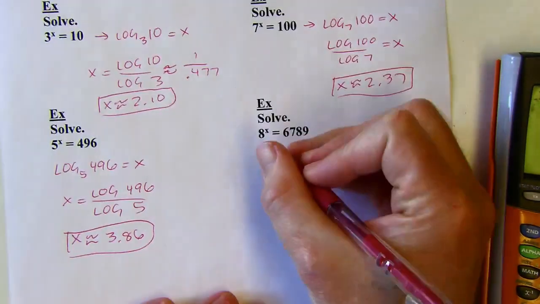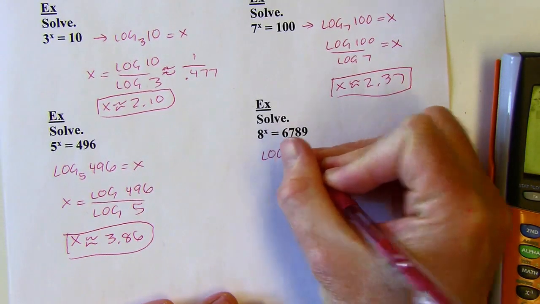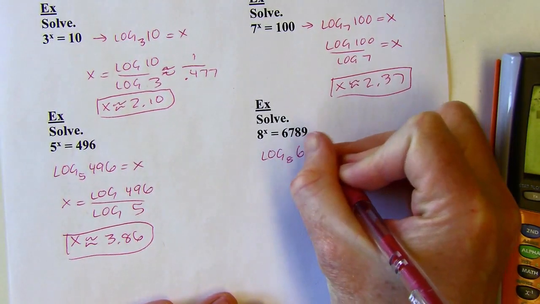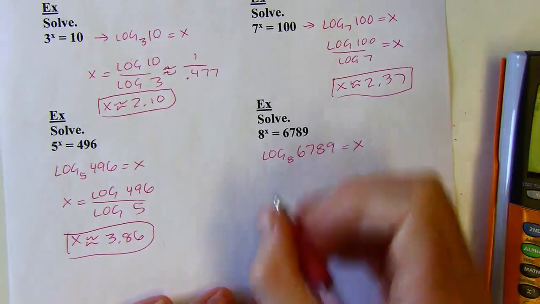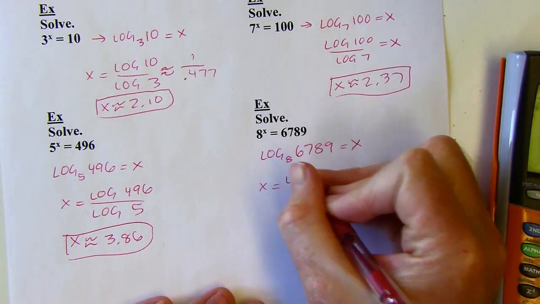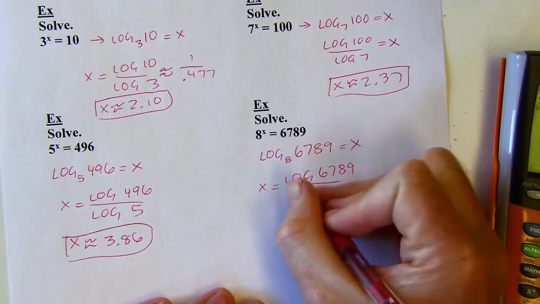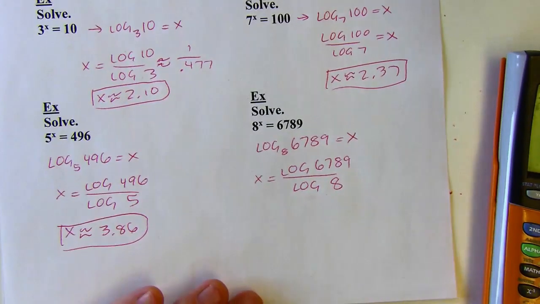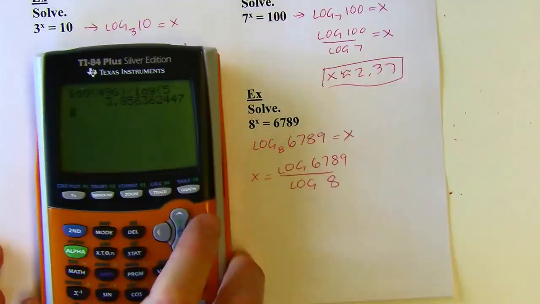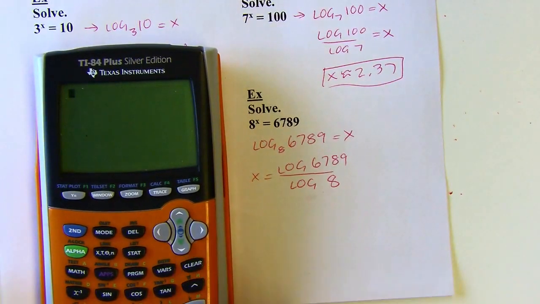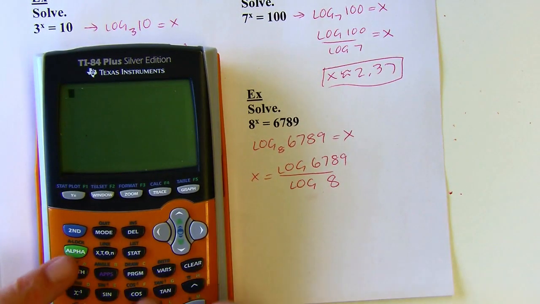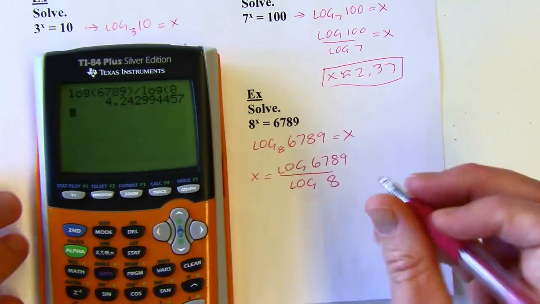Okay, one more time here. My base is 8. 6789 is the contents. X gets isolated, and I'm going to type that in my calculator in base 10 form, as common logs. So there's my change of base. And then I've got 4.24.